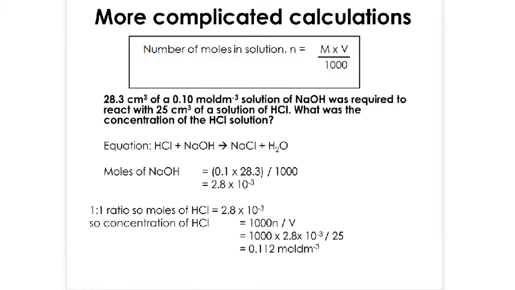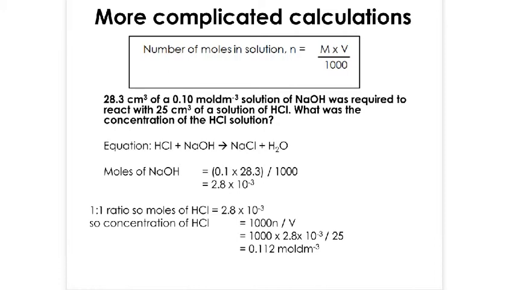So first of all we work out the number of moles of sodium hydroxide, and we use this equation that we've got, number of moles N equals M times V divided by 1000. So all we have to do is plug our figures in. If we look in the question, then it tells us that the molarity of the sodium hydroxide is 0.1 and the volume is 28.3. So we just times 0.1 times 28.3 and divide that whole thing by 1000.